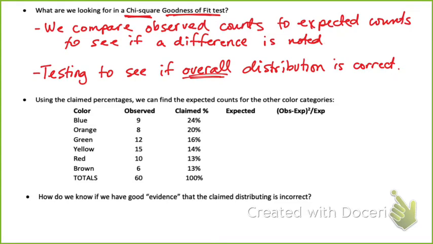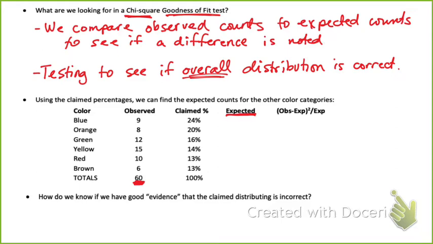Okay, so here's our data again. Our colors are in the first column. The observed number of M&Ms with that color that's in this hypothetical bag is in the second column. The claimed percentage from the company is in the third column. So what we need to do is find out what should we have gotten? What is the expected number of each color? So there were 60 total M&Ms in the bag. For blue, we're going to look at blue first. 24% of the M&Ms should be blue.